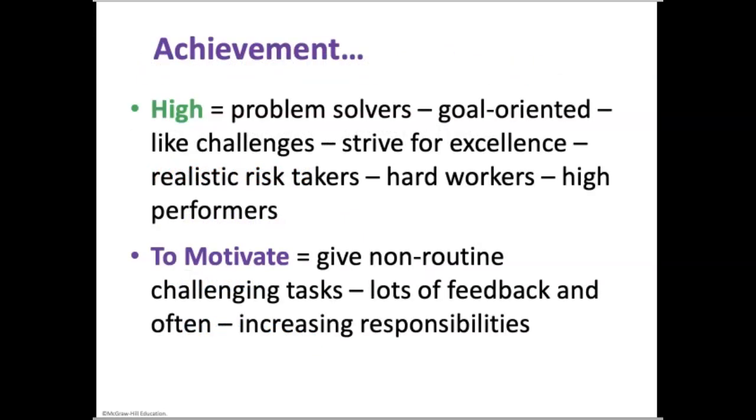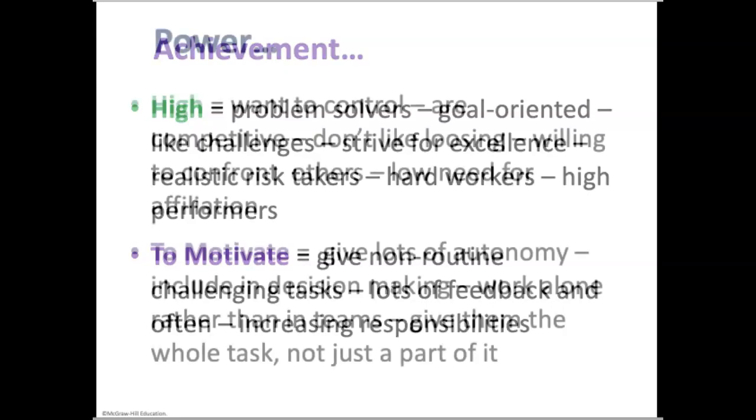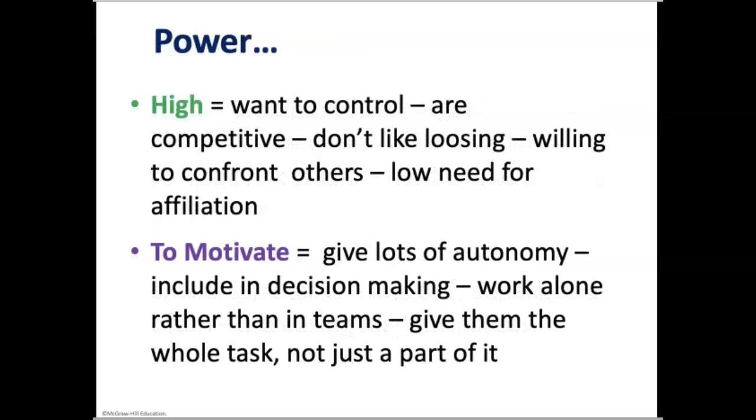Achievement, when it's high, would include problem solvers, goal-oriented people who like challenges, strive for excellence, realistic risk takers, hard workers, and high performance. In order to motivate them, you need to give them non-routine challenging tasks, lots of feedback, and often increasing responsibilities. For power, for high level, they want to control, are competitive, don't like losing, they're willing to confront others, and they have a low need for affiliation.